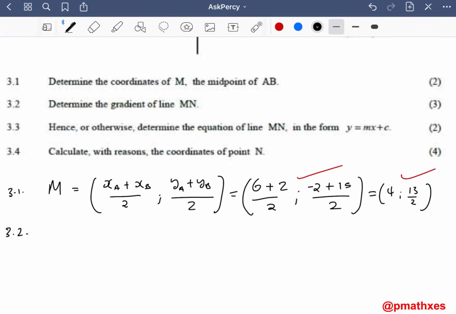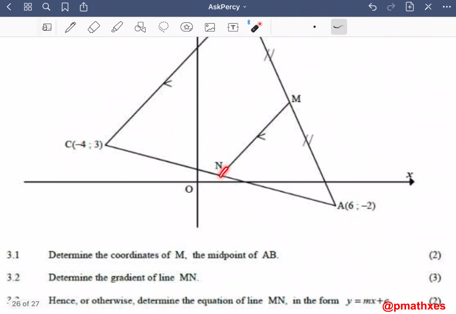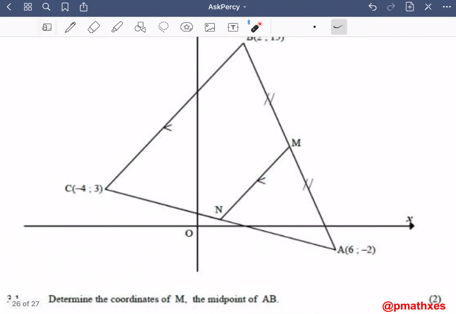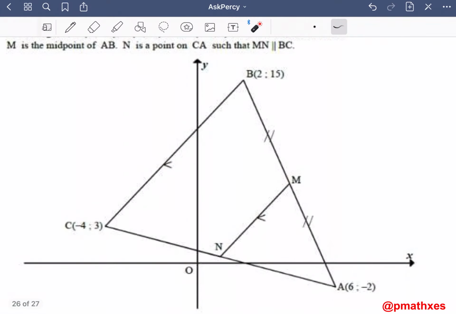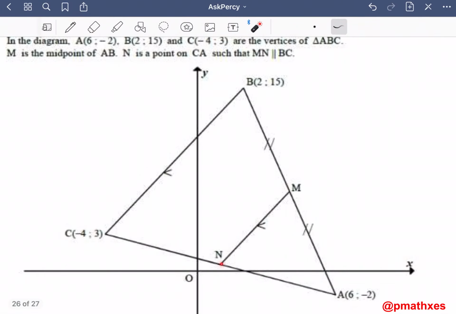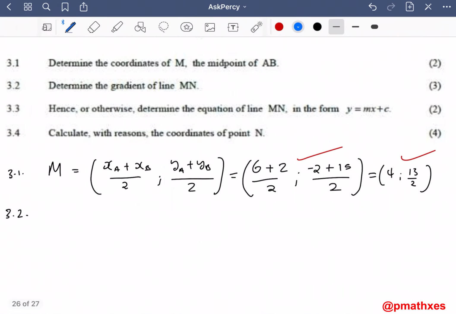3.2: determine the gradient of line MN. Now where's line MN? This is the line MN. This is going to use the knowledge about parallel lines that I talked about earlier on. We've learned that line MN is parallel to line BC.